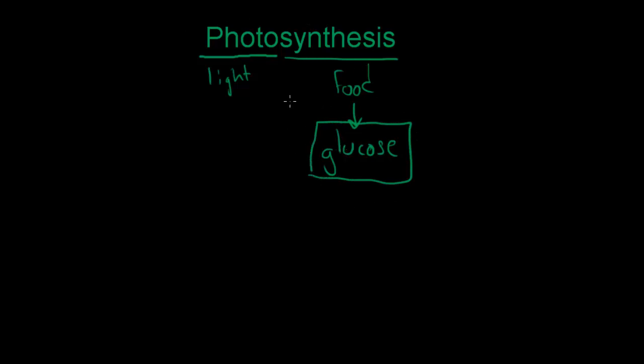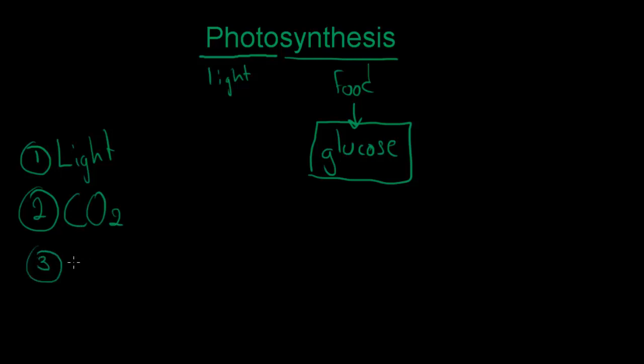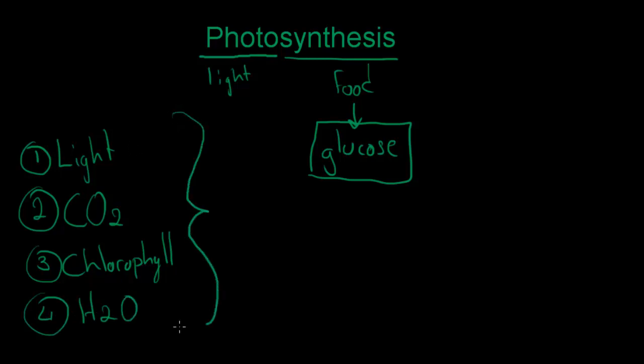Now plants, to create glucose, they need 4 things. So the first one, it's light, as we said before. The second important thing that they need is carbon dioxide, and they also need chlorophyll, which is found in the chloroplast. And number 4, of course, is water. So if plants have all these 4 chemicals here, then they can create glucose.